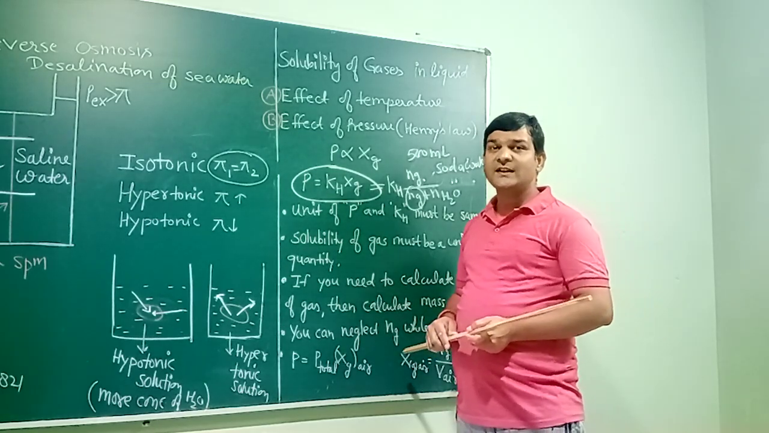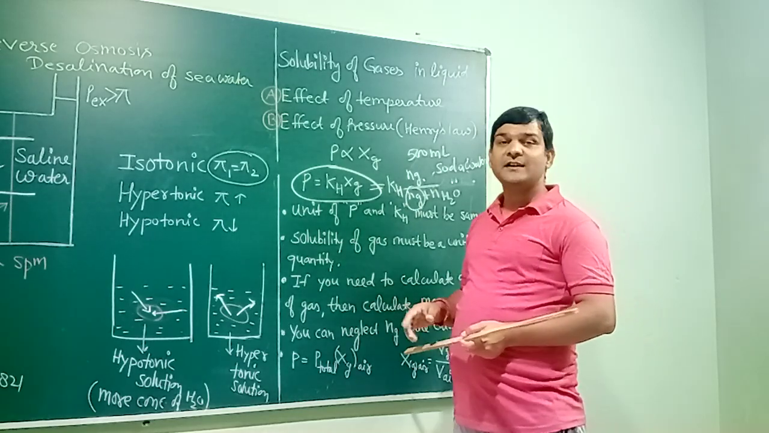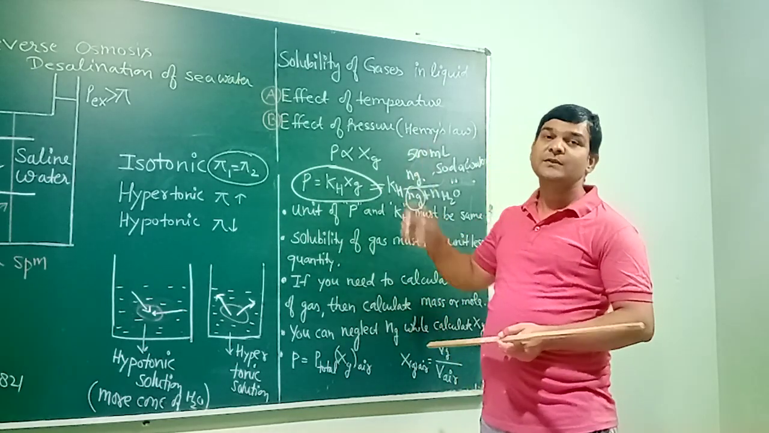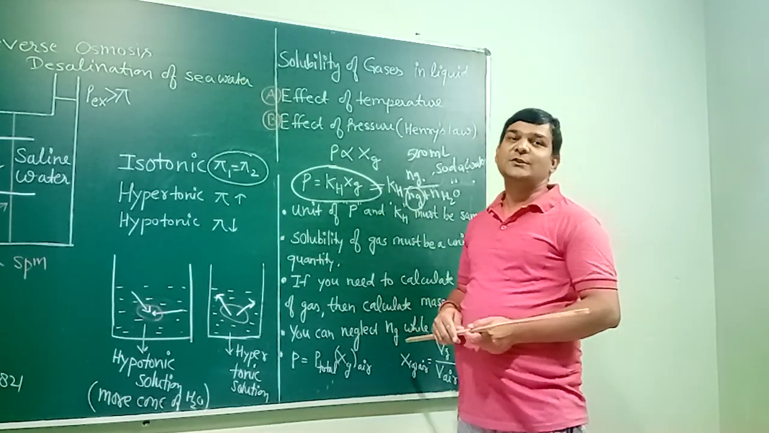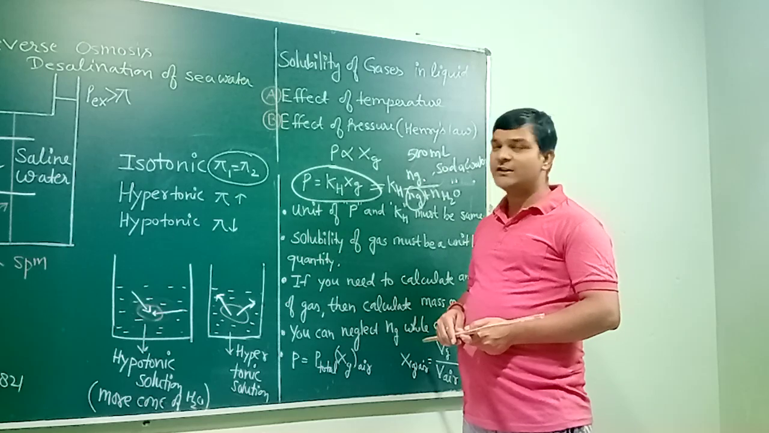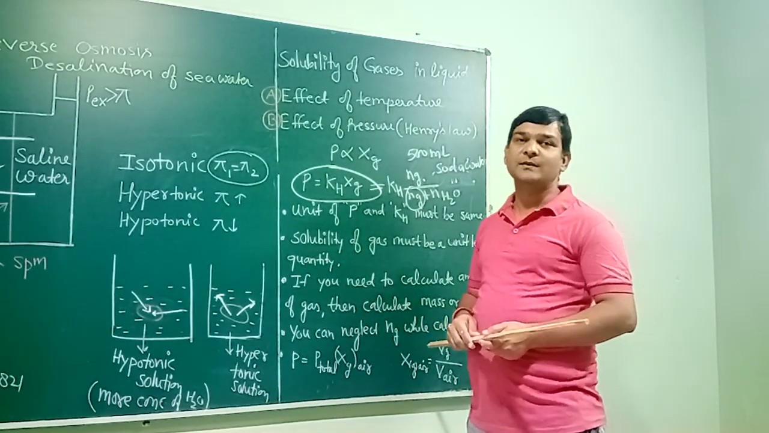So this anoxia and bends may be caused due to high pressure and low pressure in atmosphere, and this is related to Henry's law. So go through this, go through the notes, do the numericals, and share your problem in case you find any problems.